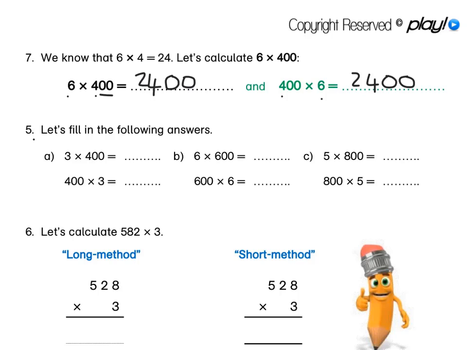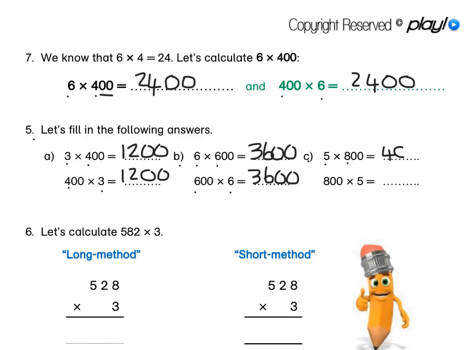For 8, let's fill in the following answers. 3 times 4 is 12, times 100 is 1200. The other way around, we get the exact same answer. For B, 6 times 6 is 36, times 100 is 3600, and we get the same answer there. For C, 5 times 8 is 40, times 100 gives 4000, or 40 hundreds. Same thing the other way around.